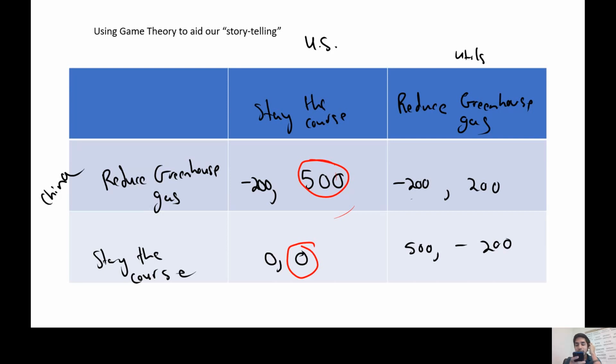But it's this idea of when one strategy is better than another strategy for one player, no matter what the other player plays, right? And so we can see that, right? We saw that if we assumed China did either of these strategies, the strategy that the US would still pick, or the strategy that would yield the highest payoffs, is stay the course, right? So the US has a dominant strategy.